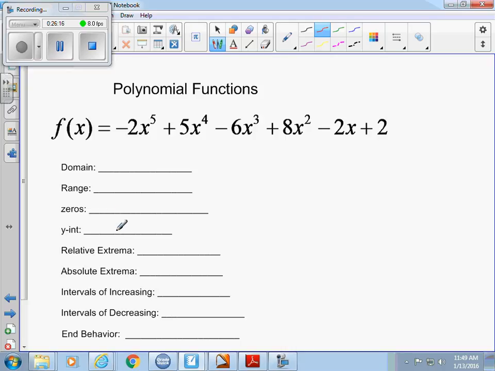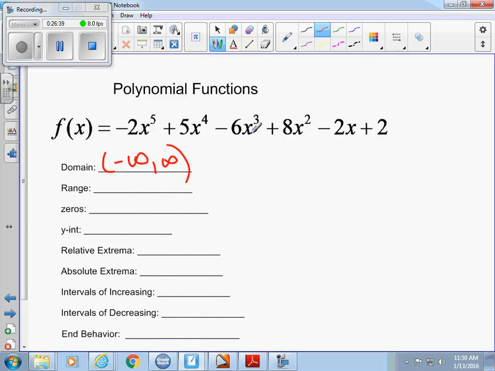Polynomial function. What's the domain of every single polynomial? Negative infinity to positive infinity. Why? There's no denominators. There's no logarithms. There's no square roots. It's beautiful. Your range, I'll skip it for now.